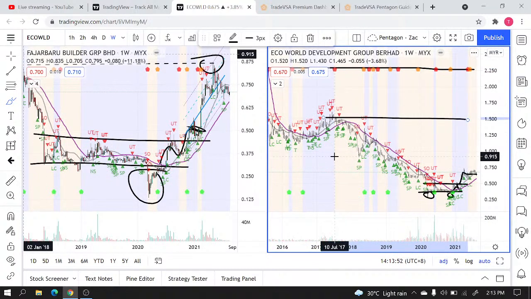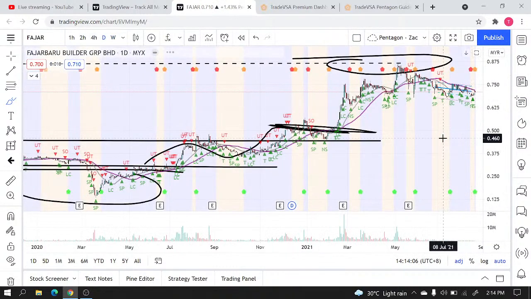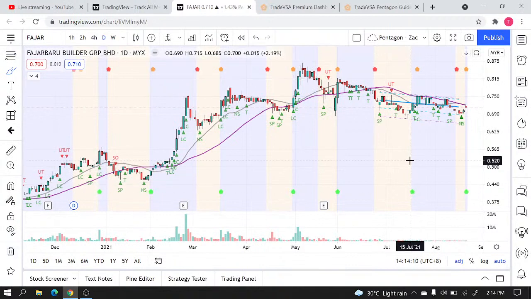Okay, so looks like, based on, let's say we compare these two, if I want to enter some trades immediately or next week, I think Eco will give me better rewards. So by looking into Fajar, maybe we've got an opportunity to trade.